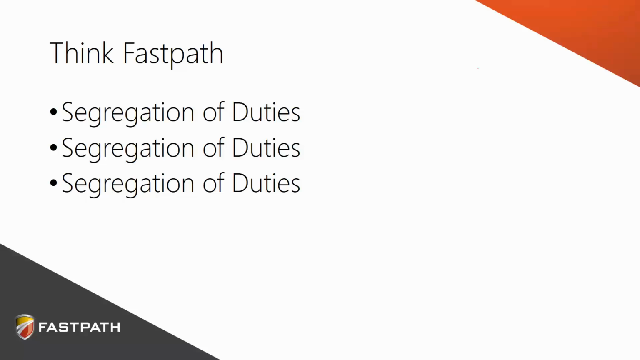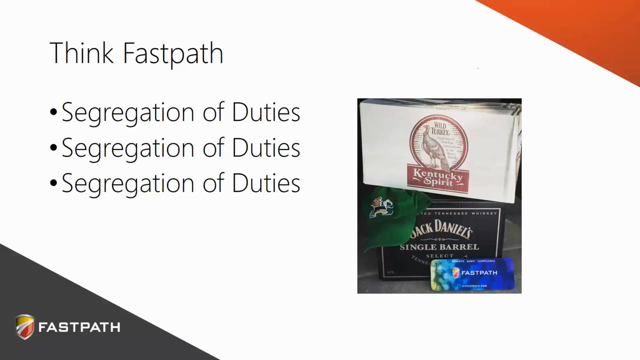You're starting to catch on, I hope. And then whiskey. We like to give out whiskey to our friends of Fastpath, so we go down to the Bourbon Trail once a year and pick out a barrel of whiskey that we give out to our customers and our key partners. So think segregation of duties and think whiskey.